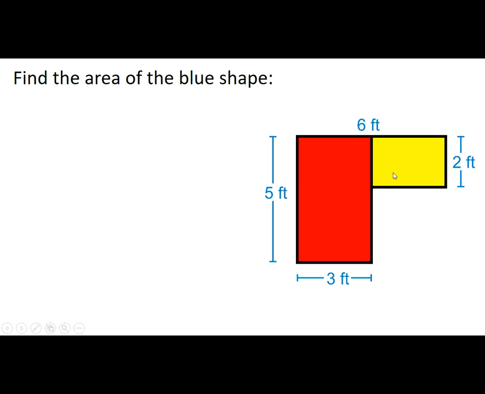It doesn't have to be the way I've broken it up here. You could break these up this way, or if you really wanted, you could break it up into three rectangles. But any way you do it, you find the area of the parts of shapes that you're familiar with and simply add those areas together.